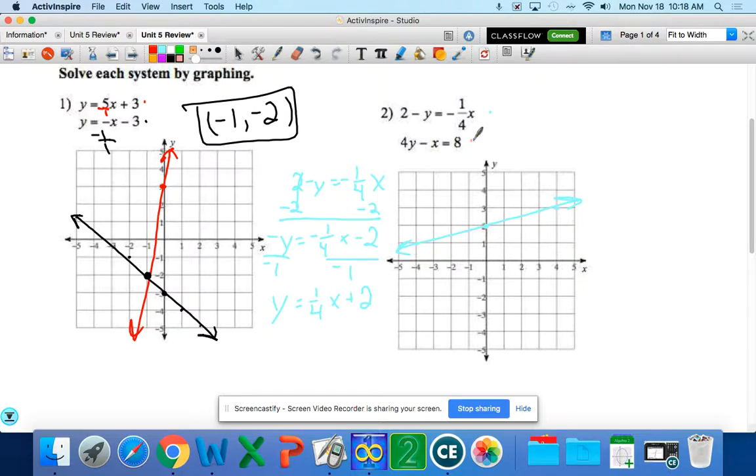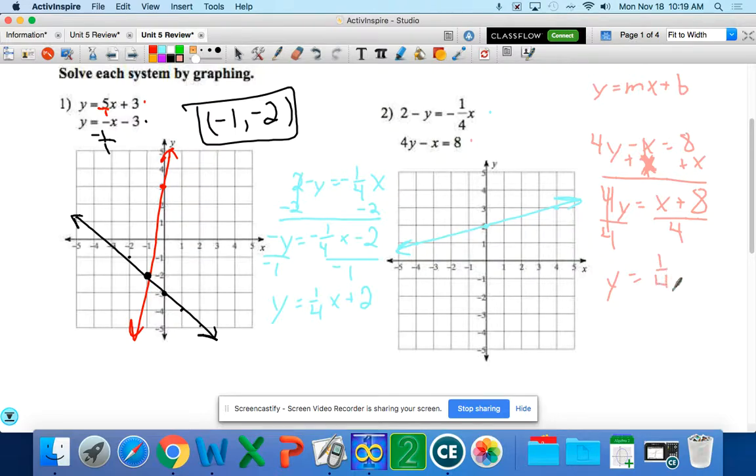For this equation, I have 4y minus x equals 8, so I'm gonna add x to both sides. That's going to cancel. I get 4y equals x plus 8. I write the x in front because, again, we're searching for y equals mx plus b, slope-intercept form. So I like the x to be written first. Then I divide by 4 on both sides. I get y equals 1/4 x plus 2.